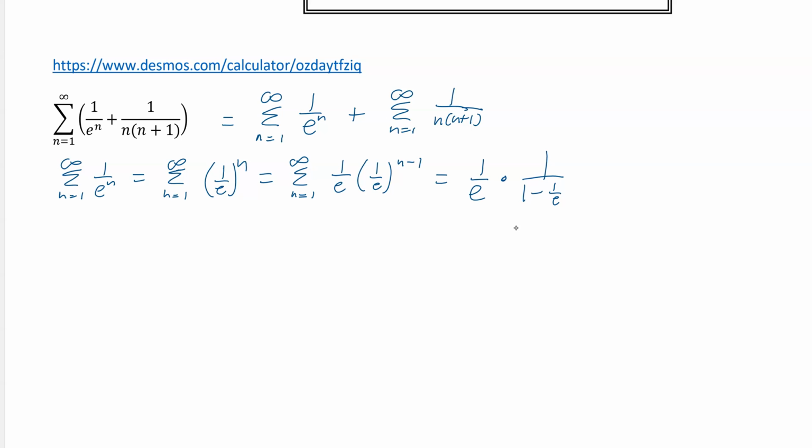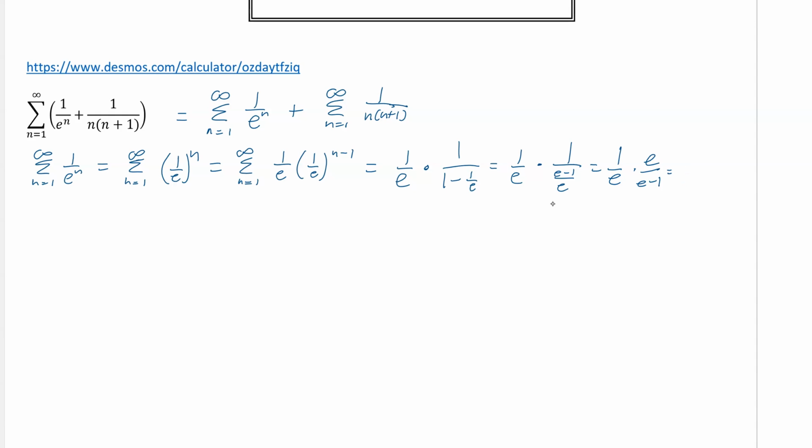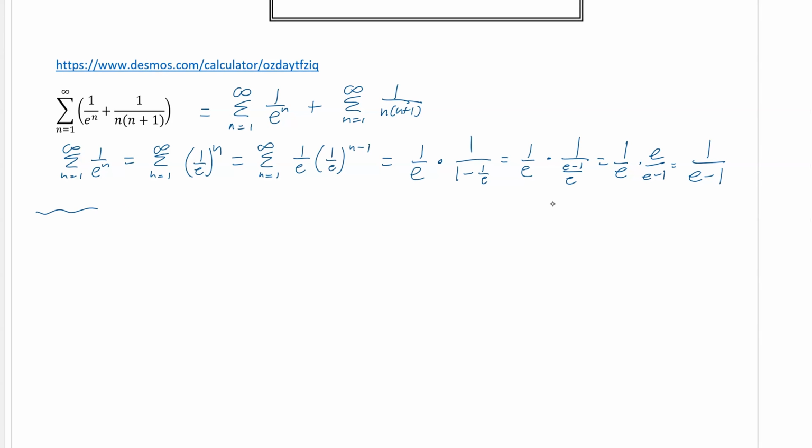If you need the formula for that, you can look back at the infinite geometric series. We have this. So we get 1 over e times 1 minus 1 over e, which would just become, so this would be e over e, so it's e minus 1 over e. And then we flip it. And we get 1 over e minus 1. So that is our first one.